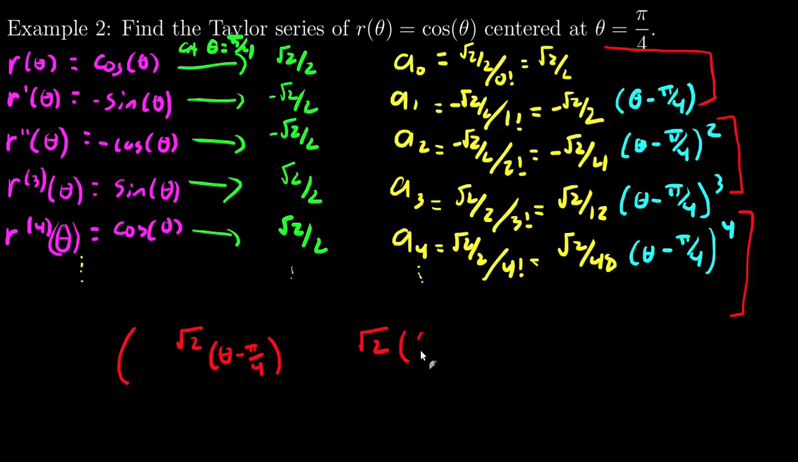The reason is this is to the zeroth power. So the first ones in each pair are even. So I put that to the 2n power. The second terms in each pair are odd. So I'll put that to the 2n plus 1 power.